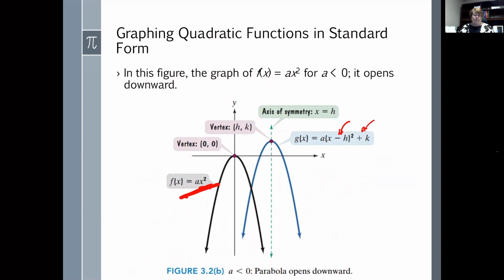So what you've done in both of these examples is you've moved the vertex. You've taken the vertex of f of x equals ax squared and shifted it h units to the right and k units up. So you've moved the vertex to (h, k). The axis of symmetry of the standard quadratic function is the y-axis. When I shift that graph h units to the right, I've shifted the axis of symmetry h units to the right. So the axis of symmetry's equation will be x equals h.